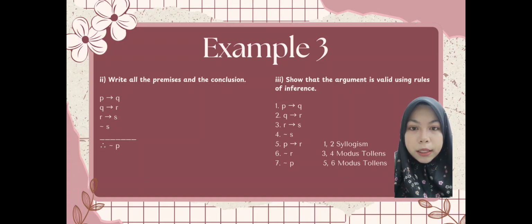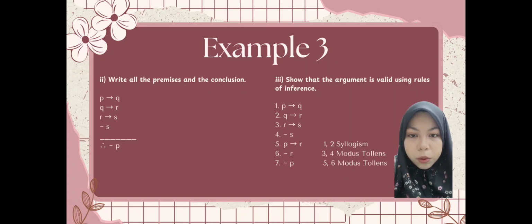Question 3. Show that the argument is valid using rules of inference. First, we have to write down all the premises that are shown in number 1, 2, 3, and 4. For the number 5, we take variables of 1 and 2, then we use syllogism. Then we will get P conditional R. For number 6, based on formula, we can take variables of 3 and 4 and use formula modus tollens. Then we will get not R. For the number 7, we use modus tollens also and take the number 5 and 6. Then the final answer, we will get not P.